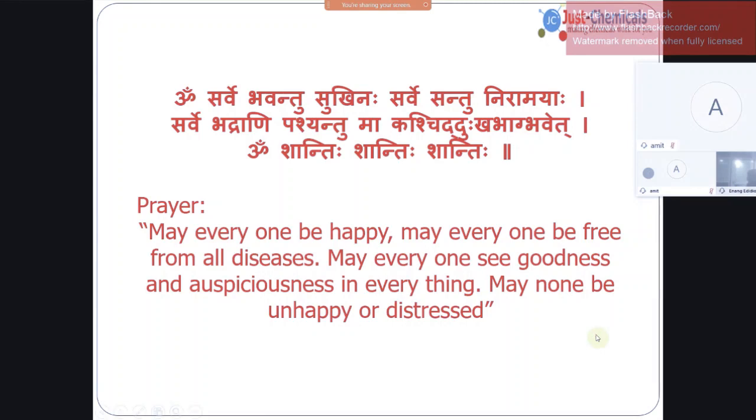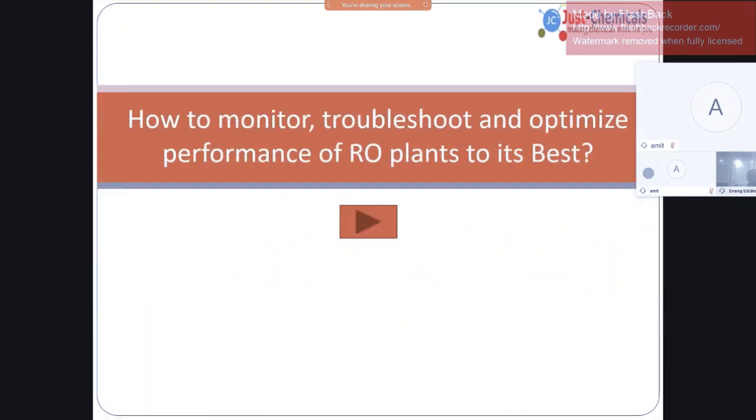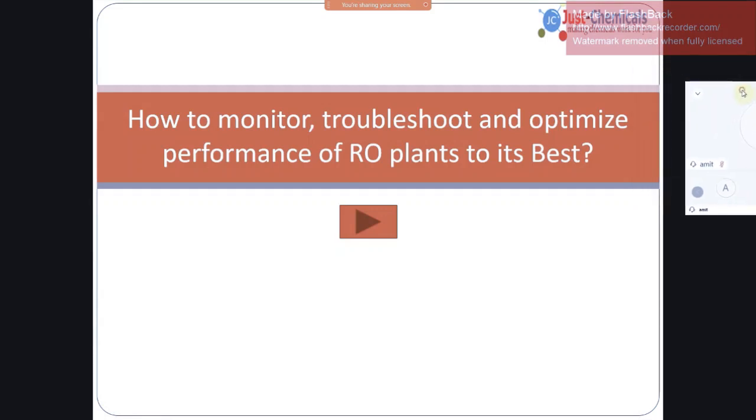We'll go to the next slide, which tells about how to monitor, troubleshoot, and optimize the performance of an RO plant to its best. So this actually will have a lot of algorithms to understand and a lot of data points to understand, and I'll request all of you to give full attention and we'll start with understanding what is reverse osmosis. Okay, so we see a video about what is reverse osmosis.